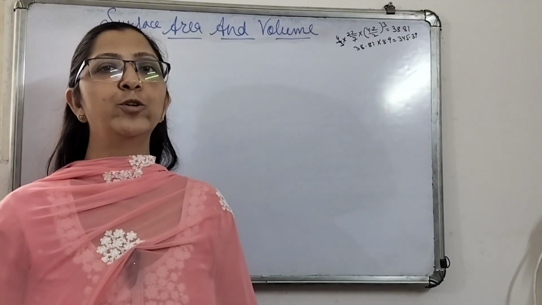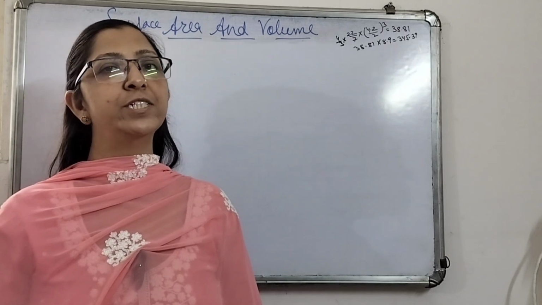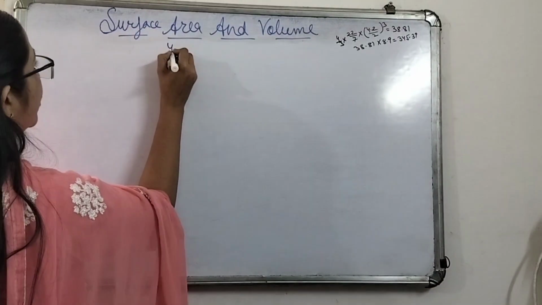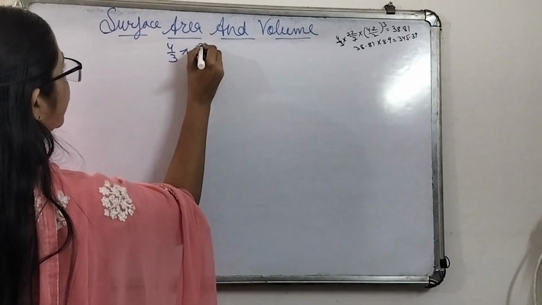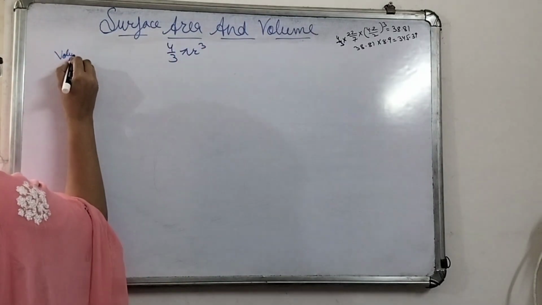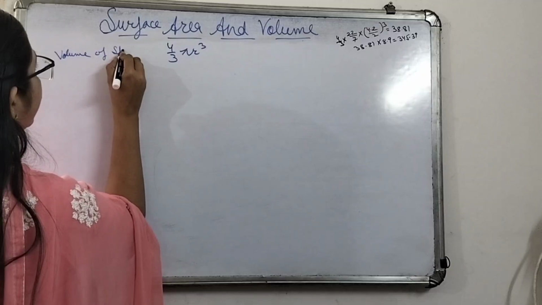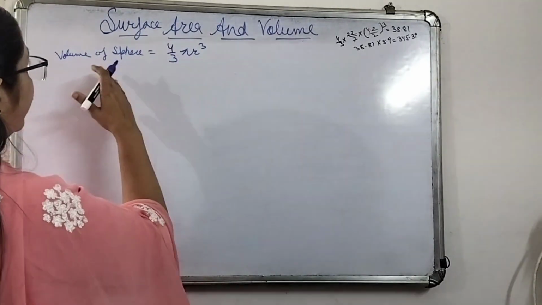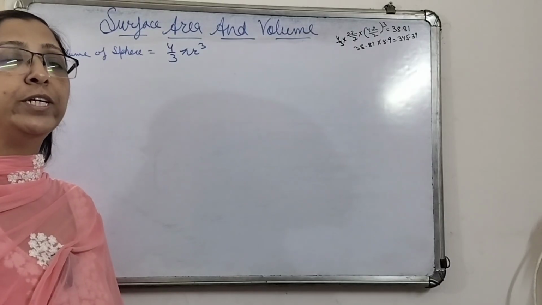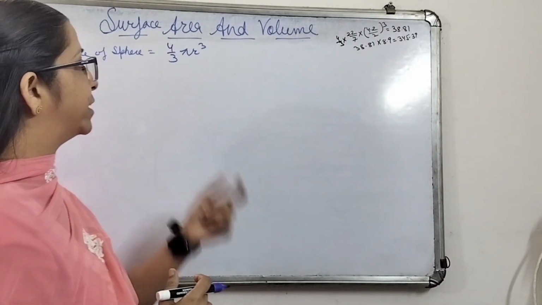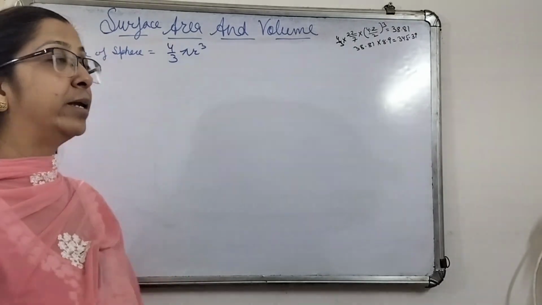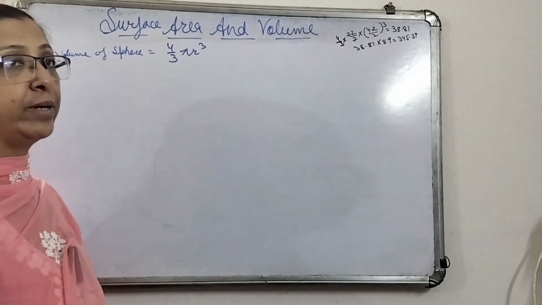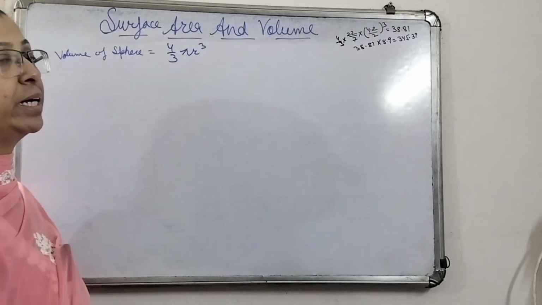Now let's understand what is the formula for finding volume of a sphere. We know that the volume of the sphere is given by 4 upon 3 pi r cube. This is the formula for finding volume of a sphere, where r is the radius of the sphere. And if we divide this sphere into two equal halves, that means we convert it into a hemisphere, then the volume of the hemisphere will be half of the volume of the sphere, that will be 2 upon 3 pi r cube.